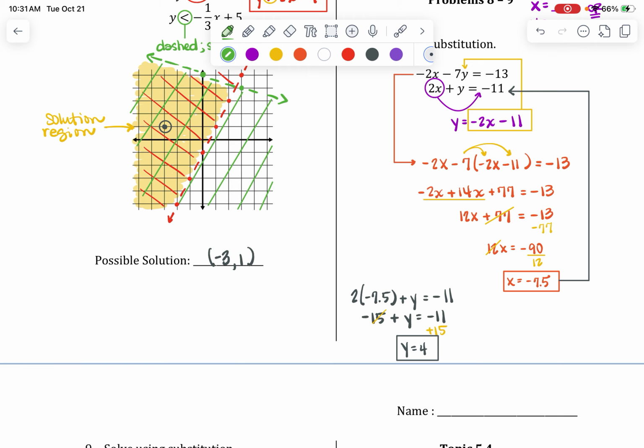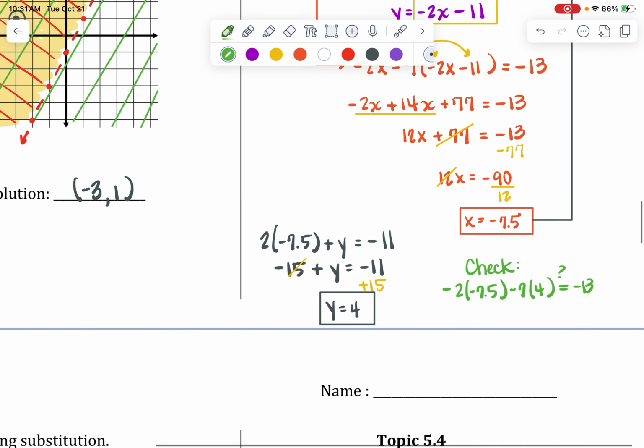I'm going to go green. Now, I don't really need to check both equations necessarily because I literally just used that bottom equation to get that answer in the first place. So I'm just going to use the top equation, the -2x minus 7y equals -13, and check to see if that works. So I'm going to plug in my -7.5 minus 7 times y. And I'm going to ask myself, does that equal -13?